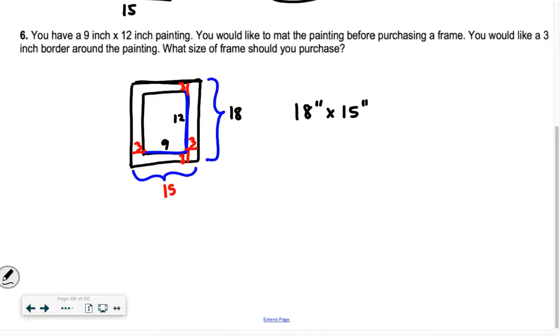Do you guys know those two little tick marks mean inches? Like 5 feet 9 inches, right? So that's the size of frame you should purchase. Feet is one tick mark. So if I was talking about my height, 5 feet 9 inches, it would look like that.